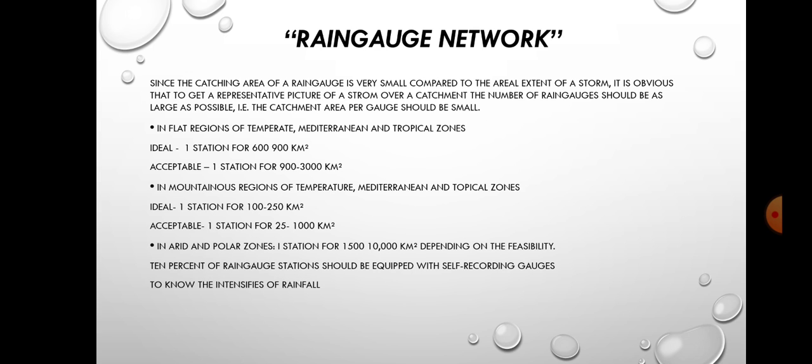Rain gauge network. Since the catching area of a rain gauge is very small compared to the areal extent of a storm, it is obvious that to get a representative picture of a storm over a catchment, the number of rain gauges should be as large as possible. So the catchment area per gauge should be small.